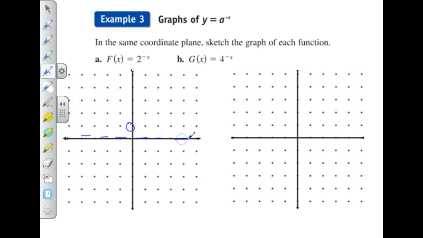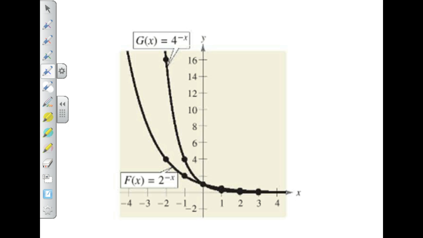have the asymptote at y equals 0, and this is going to be decay. This looks just the same in my book. Of course, realize that these two graphs are actually a little bit different because this has a base of 2, this has a base of 4. So this one might be decaying a little bit faster, where this one starts out. But look, the ending graph looks the same. I still have y equals 0, and they both have that dot at 0, 1.